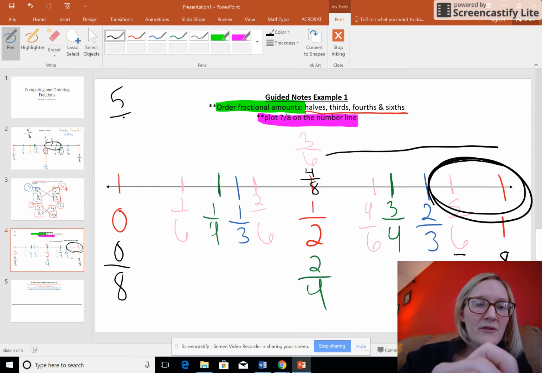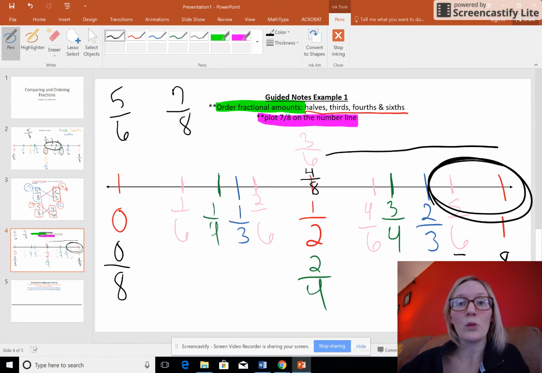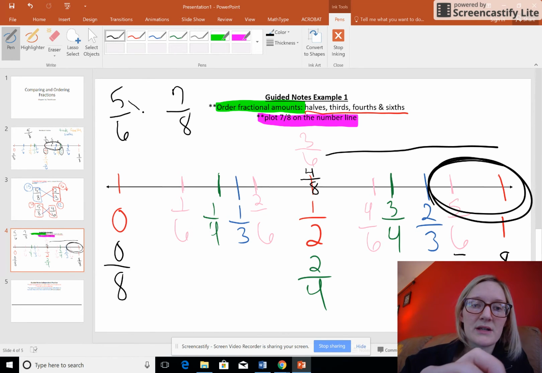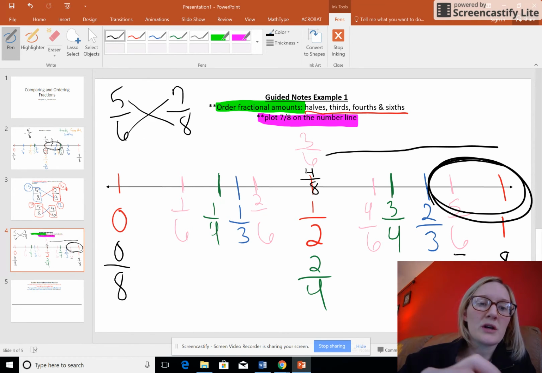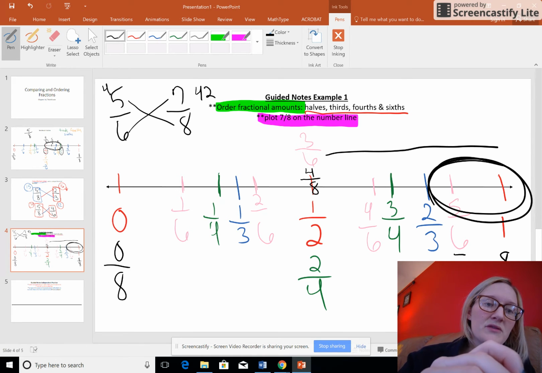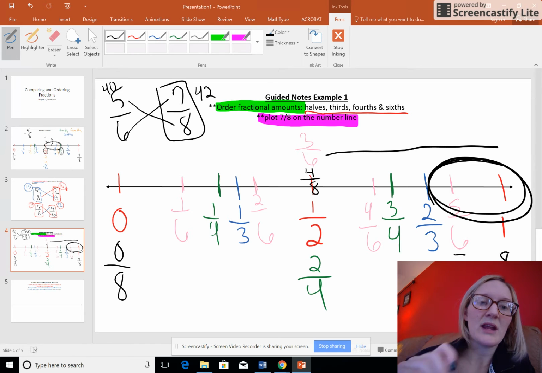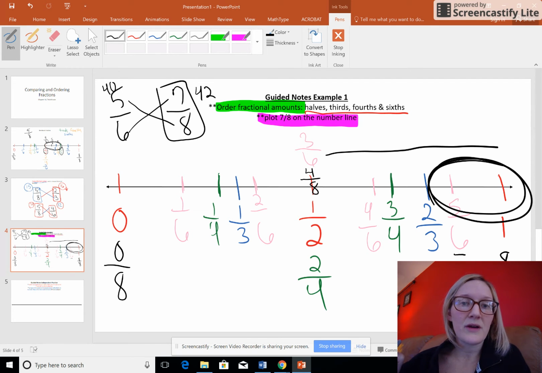So what I'm going to do is take 5/6 and 7/8, and I'm going to cross multiply to see where 7/8 should go. Should he go before 5/6 or after 5/6? Is he larger or smaller? So cross multiplying, 6 times 7 gives me 42. 8 times 5 gives me 40. That tells me that 7/8 is larger or greater than 5/6. So I know that he's going to plot after him. So I did exactly what the guided notes rules told me to do.